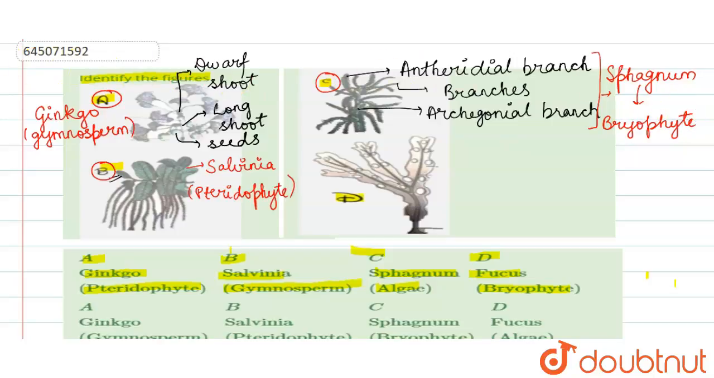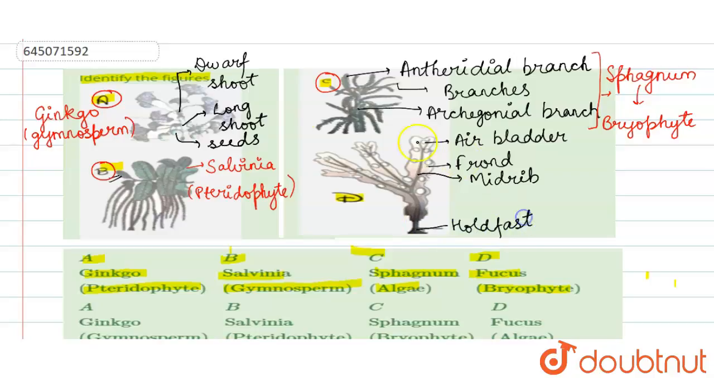Next, moving on to the D plant. The plant given in D has some air bubble-like structures in it. These are known as air bladders, the circular empty structures. This part is known as the frond, and this part is known as the midrib. And the last part given here is the holdfast.